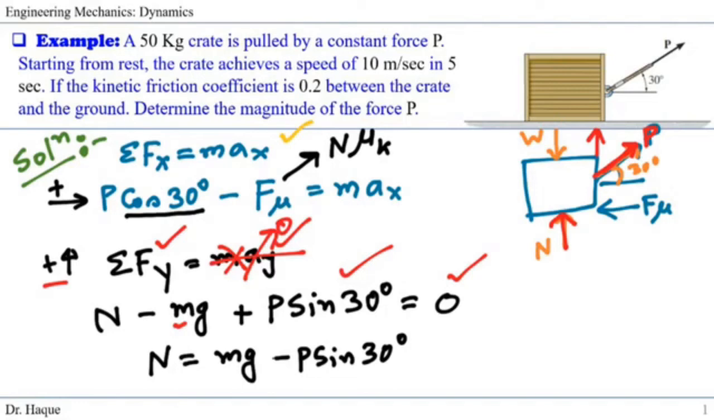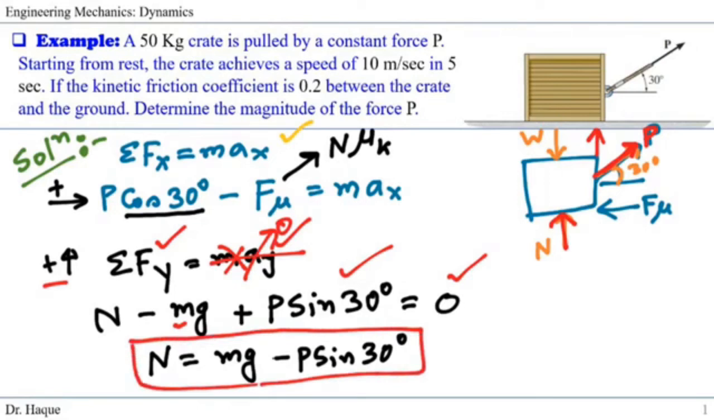So from this equation, we can say N, the normal force, is equal to mg minus P sin 30, because I'm taking all these terms on my right side. So once I have N, now I have two equations. One is this one and another is this one. Now I'll not do the math part because you can just plug the values and get the result.